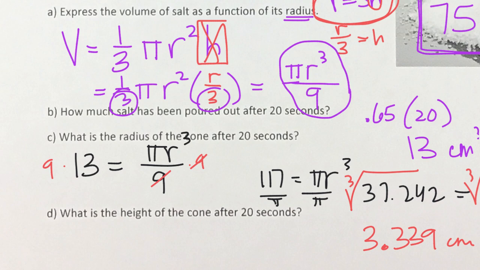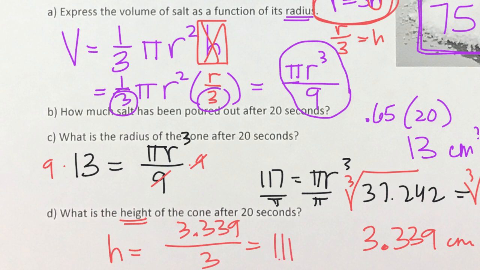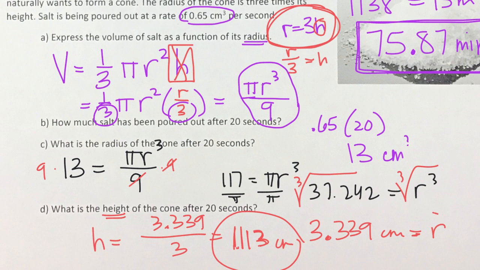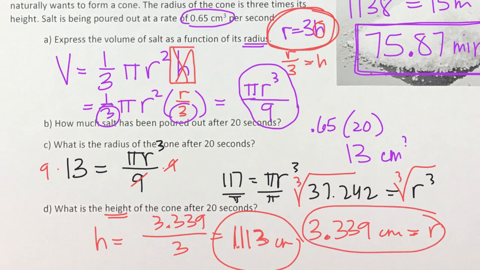And the last step, what is the height of the cone? Well, the height is the radius divided by 3. And that's what we found up there. So 3.339 divided by 3 is 1.113. So not very many centimeters, only after 20 seconds. So the height is 1.113 when the radius is 3.339.